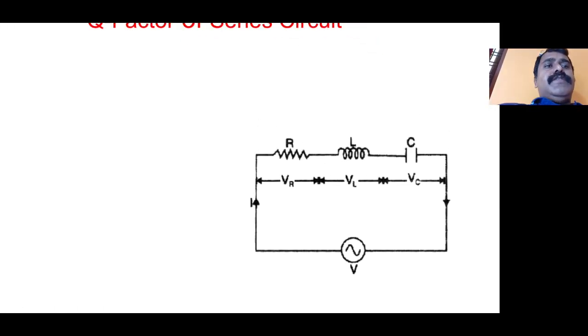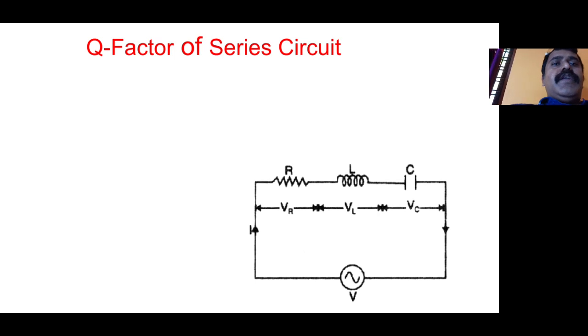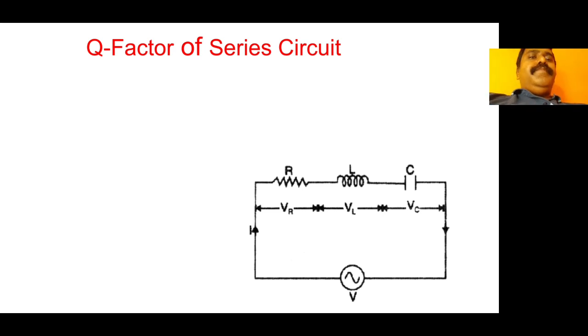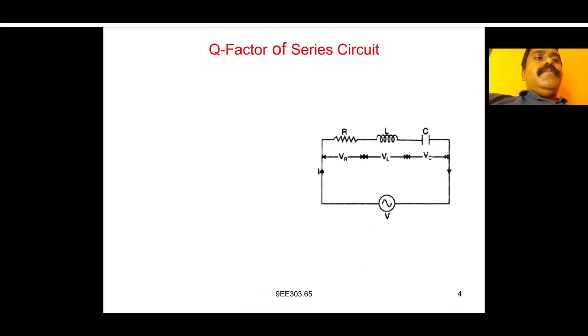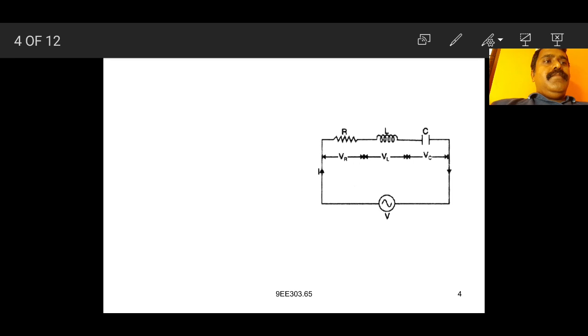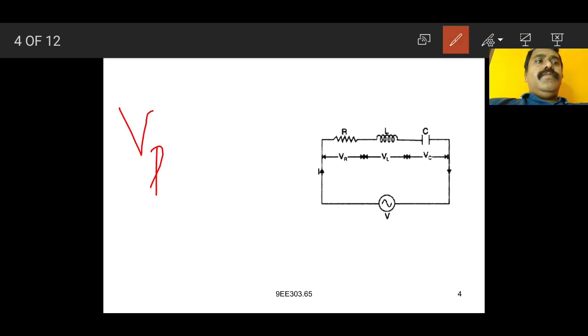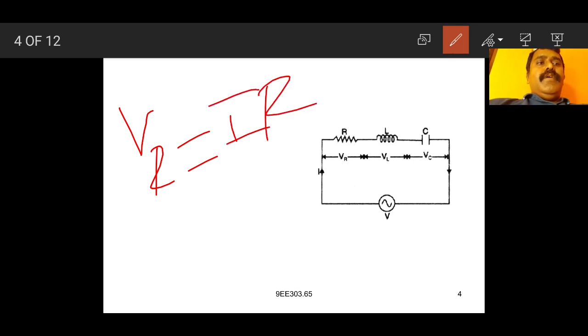Again, where the resistance, inductance and capacitance are connected, the Q factor of the series circuit where the voltage is connected, where VR is nothing but the voltage drop across the resistance. You can express VR is equal to I into R, where VL is equal to I into XL.